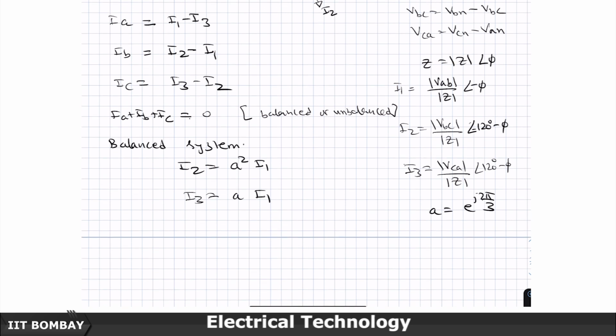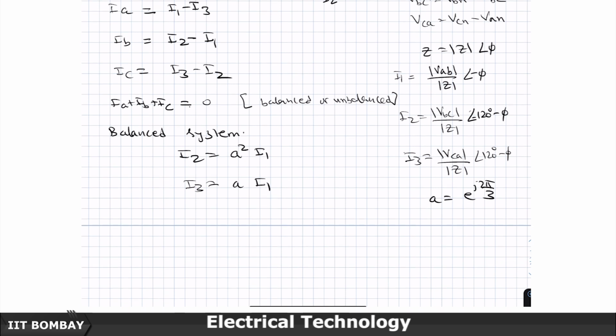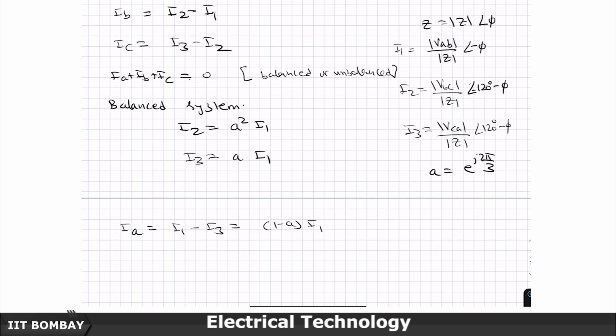So, with this, can I now write the expression for IA? IA is I1 minus I3 from above, and substituting for I3 as A times I1, I get this as 1 minus A times I1. So, that is, I am sorry, this is IA, correct. The A subscript here is the phase subscript and the A here is the complex operator. So, sometimes we will have these overlapping notations, can't help it.